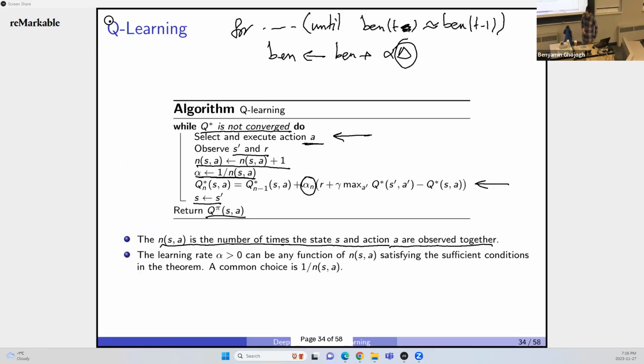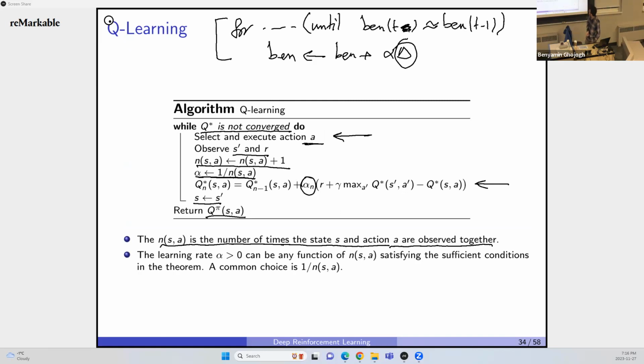And Q learning is nothing but that update of Ben, right? Ben is the previous Ben plus some alpha delta is the next Ben. Now replace Ben with Q. This is exactly Q learning. So this is exactly how we update things in real life.